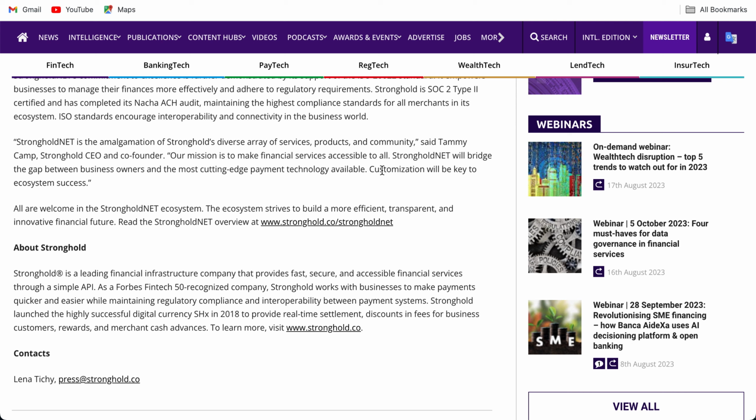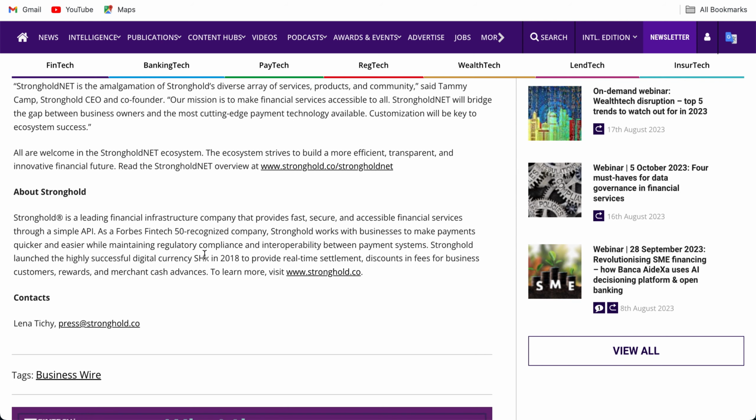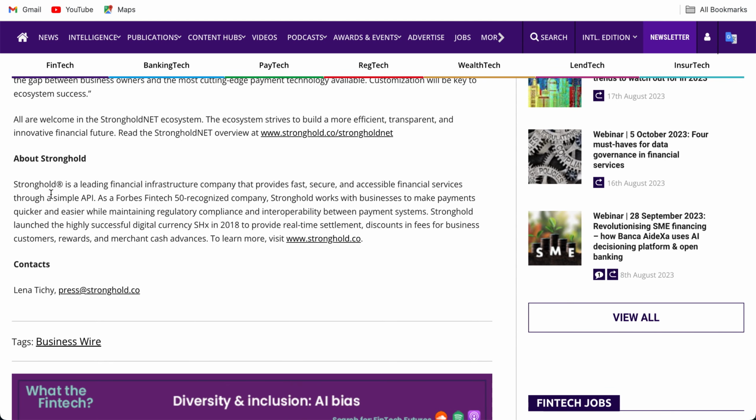As I told you guys, I was intrigued with this part as well. The businesses will get a customized solution to their problems. This is huge in my opinion. So yeah, what is Strongholdnet?